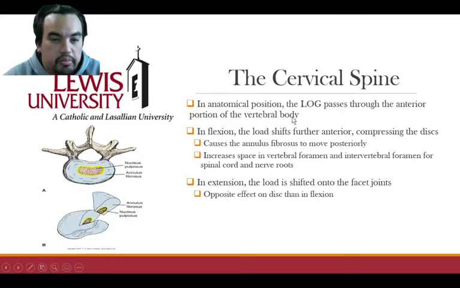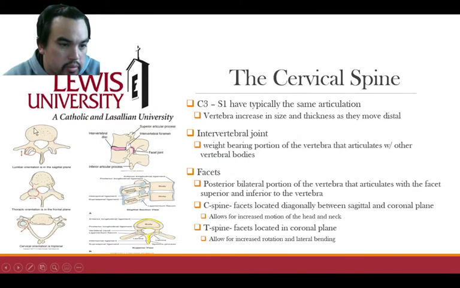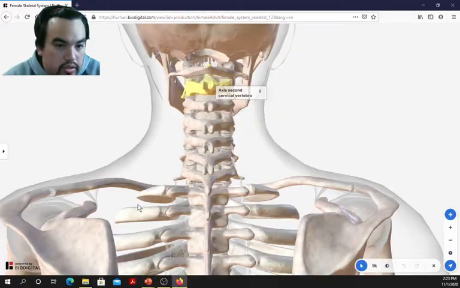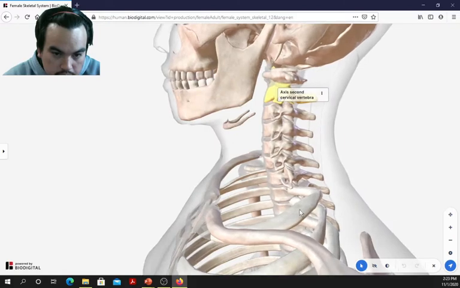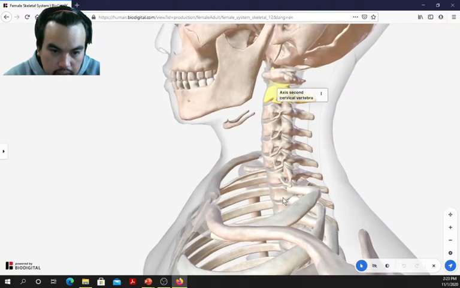So in anatomical position, the line of gravity passes through the anterior portion of the vertebral body, because that's where the majority of the weight of this bone would be, right? So while we do have all these spiny articulations in the back, most of the weight is tied up in the vertebral body. So this big round piece here. So right in the front, in this portion right there.